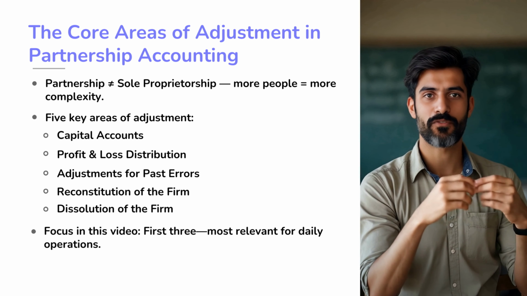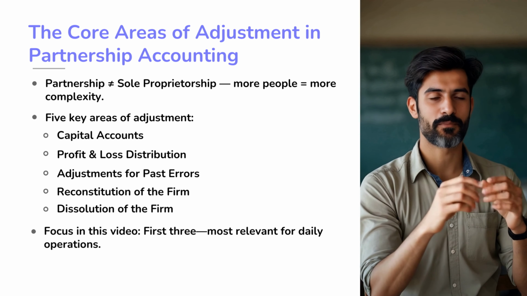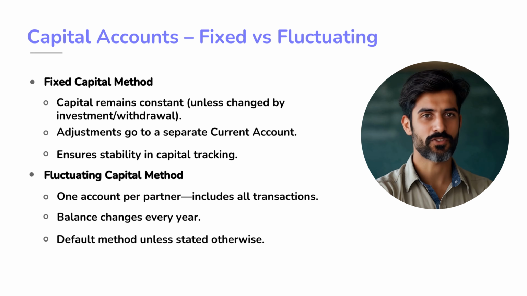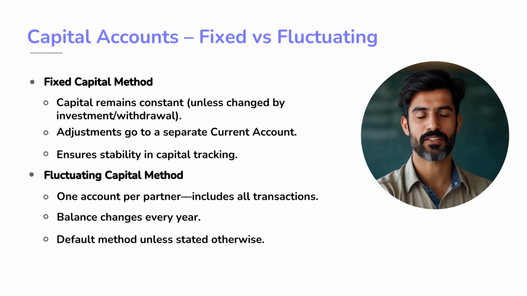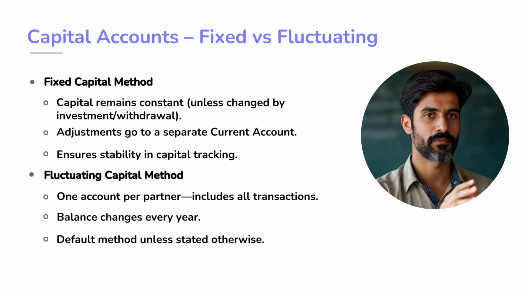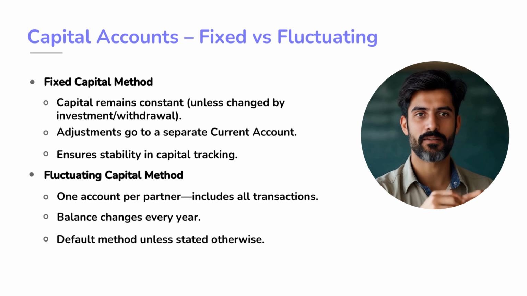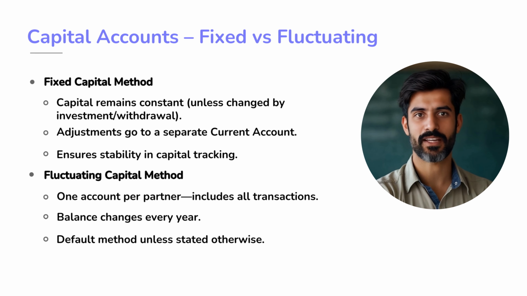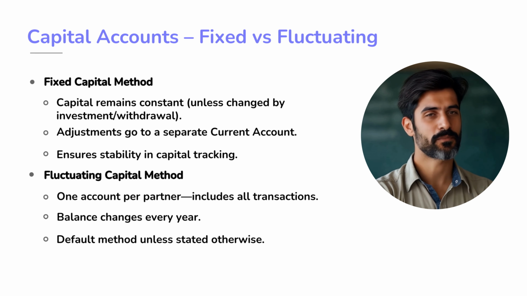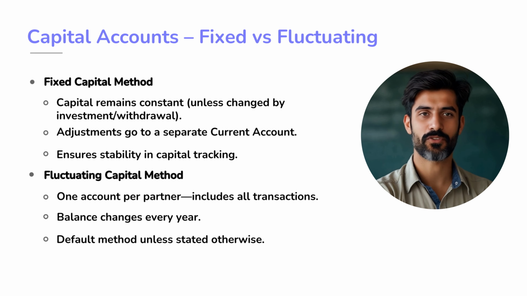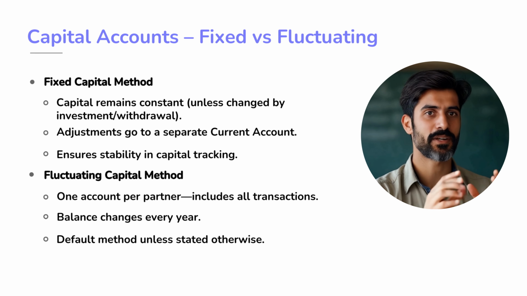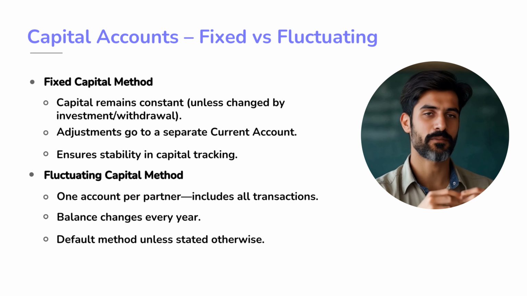In this video, we'll focus on the first 3, the ones that impact your everyday accounting and partner relationships the most. Let's talk about how each partner's investment is recorded through their capital account. There are 2 ways to maintain it. Fixed capital method. Here, the capital account remains, well, fixed. It only changes when capital is added or withdrawn. All other entries, like profits, interest, or drawings, are recorded in a separate current account. This method keeps things stable and crystal clear.